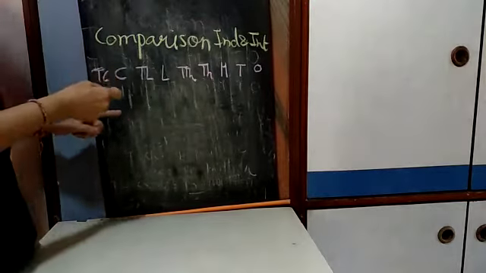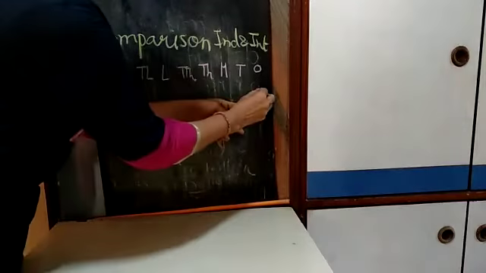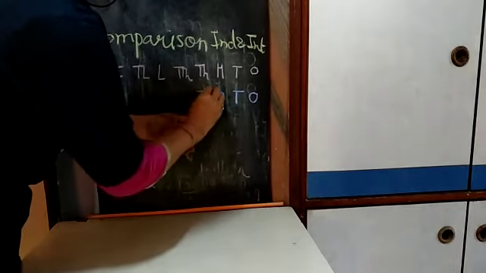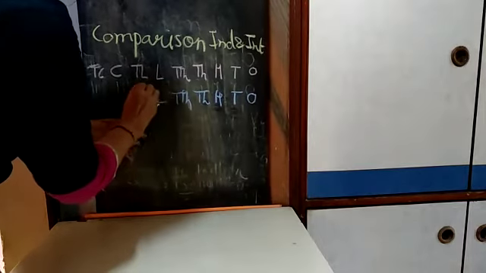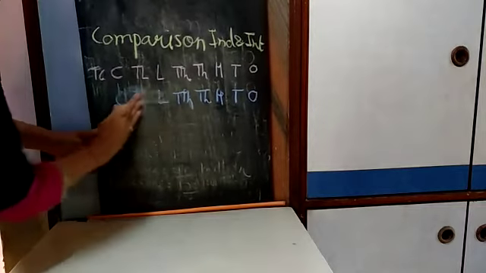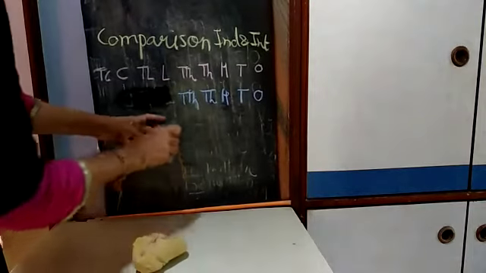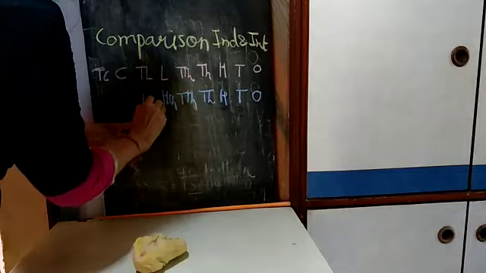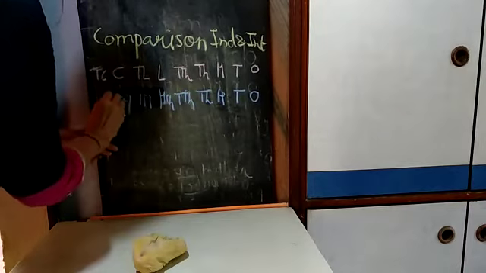Now, we will write the places of the international number system, that is ones, tens, hundred, thousand, 10,000, 100,000, 1 million, 10 million, 100 million.